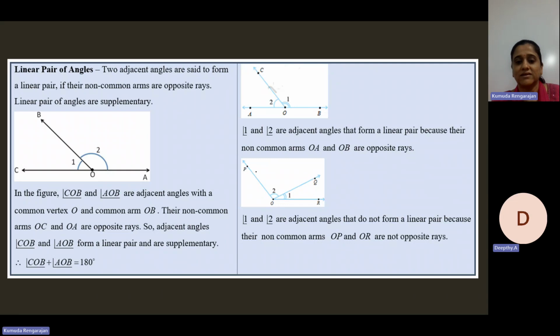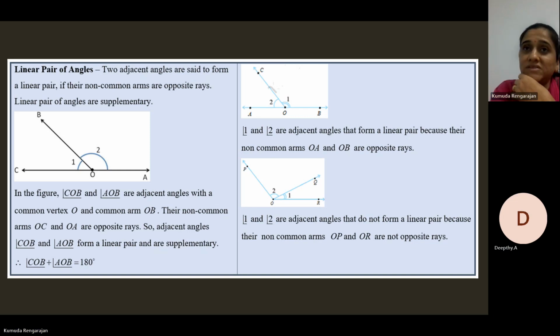Yeah, I have a doubt. You have a doubt? Yes, ma'am. It says that linear pair of angles are supplementary. Are they always supplementary, or only in some cases? No, they're always supplementary. Linear pair of angles are always supplementary.